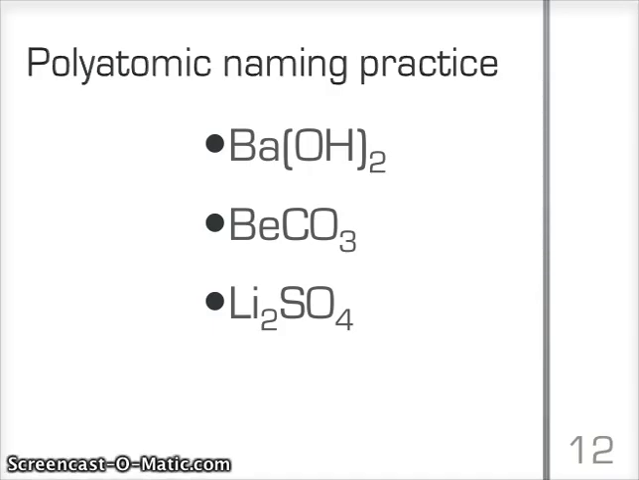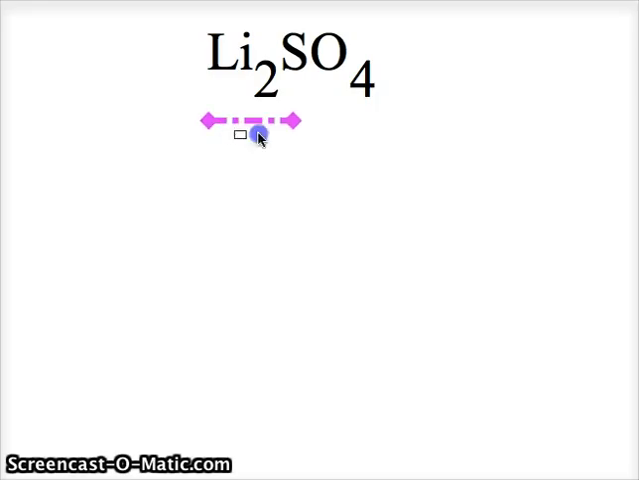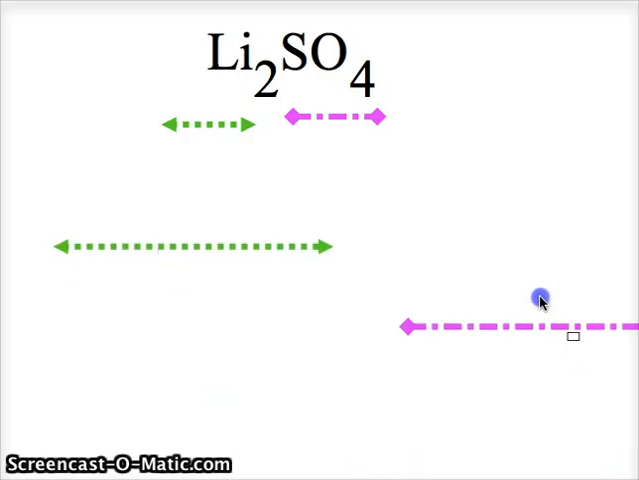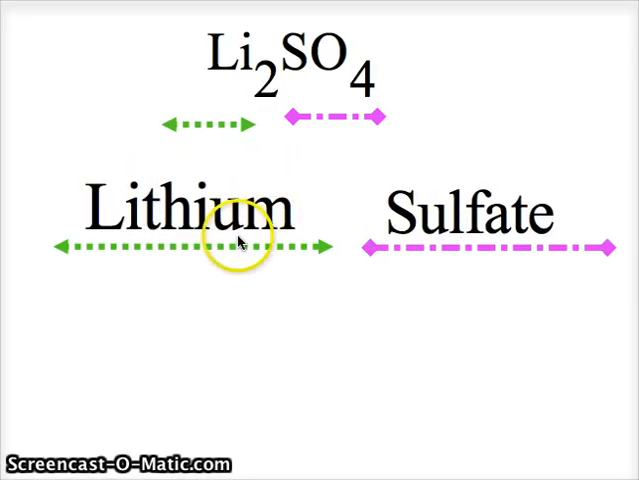Your final example is Li2SO4. Again, you have to figure out if Li2S is your polyatomic or is SO4 your polyatomic? Well, if you've studied your periodic table sheet, you know that Li is an element and SO4 is a polyatomic. So the first name and last name situation: Li is lithium and SO4 is sulfate, lithium sulfate.